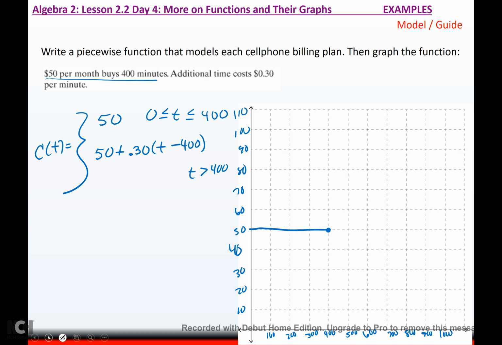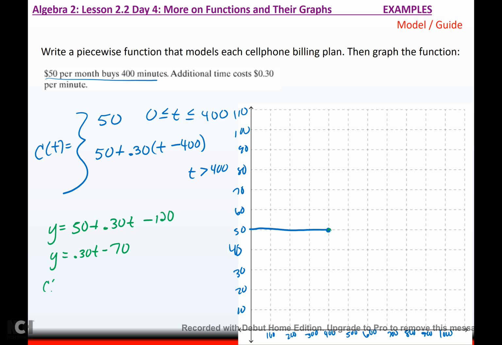So if I graph that, I need to simplify it. So 50 plus 0.30t minus 0.30 times 400, which is 120. So that simplifies to 0.30t minus 70. So if I pick 400, I know I'm going to get 50. So let's pick 500.